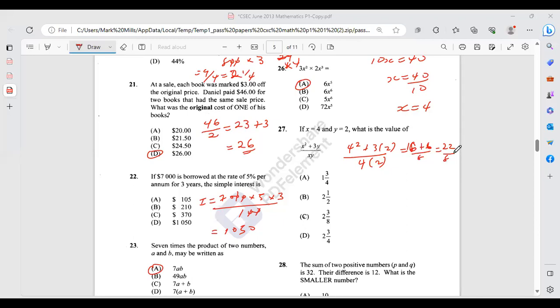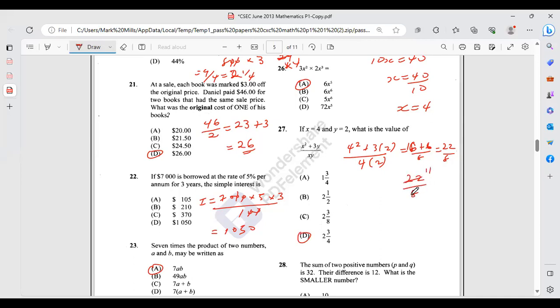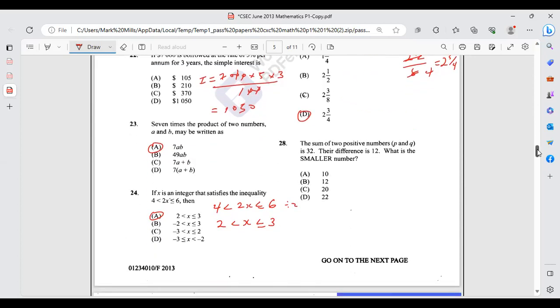So when we break this one down, what do I get? 2 and 3/4. So we have 22 over 8, right? 2 goes 11 times, 2 goes about 4. Then we get 2 and 3 over 4. Okay, good. 28.